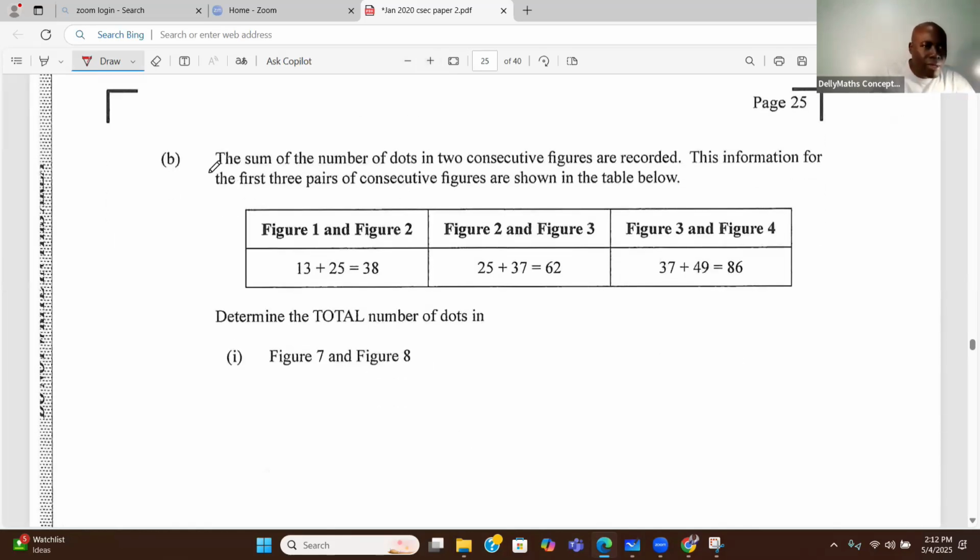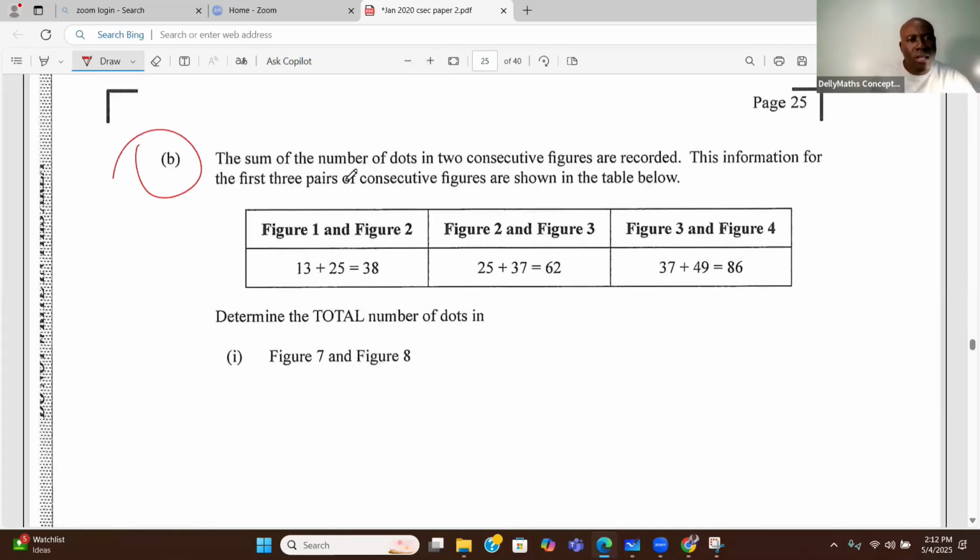So, we could go. B. The sum of the dots in 2 consecutive figures are recorded. The information shows 3 pairs of consecutive points. All right, so we have that. It says determine the total number of dots in figure 8 and 7. Take a look. Look again, look at what they're saying.